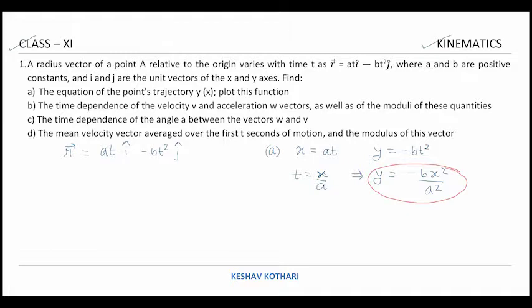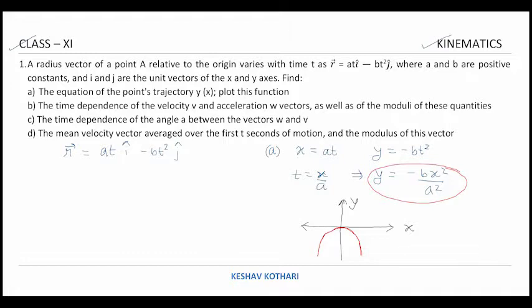If I plot this with respect to the x and y axis, we can consider it in this way: if this is the x axis and this is the y axis, then it will be a parabola something like this, because the value is minus b by a² times x².